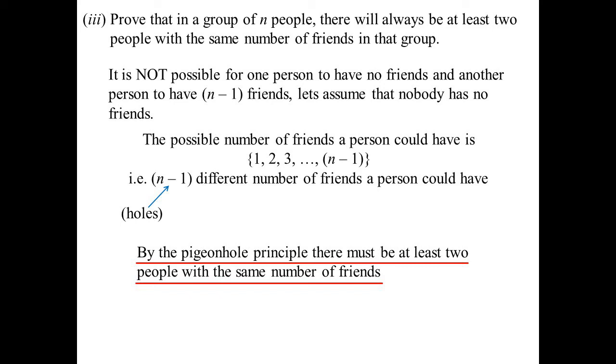So I suppose the key to that question is proving that part, that you could not have someone with no friends and someone with n-1 friends. It has to be one or the other, which then reduces the number of categories to n-1.